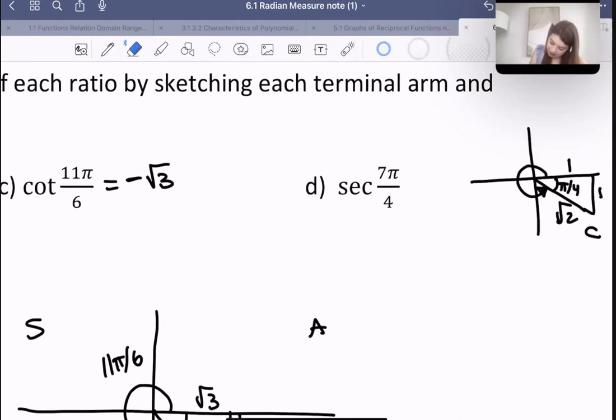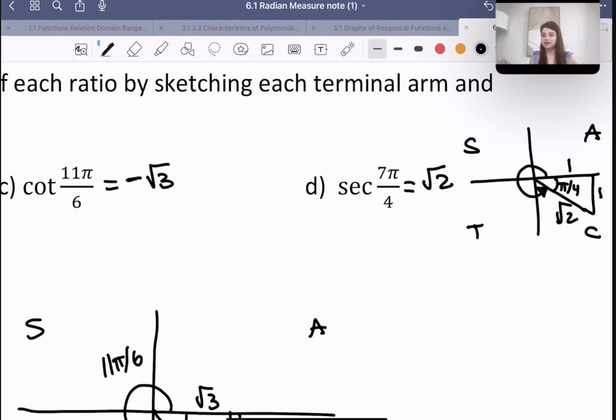And with CAST, we know that only cosine is positive here. Now, secant is the reciprocal of cosine, so by extension, secant is also positive here. Cosine is adjacent over hypotenuse, so the reciprocal is hypotenuse over adjacent. That's going to be root 2 over 1, which is just root 2. And we know it's positive because cosine is positive, and by extension, secant is also positive.